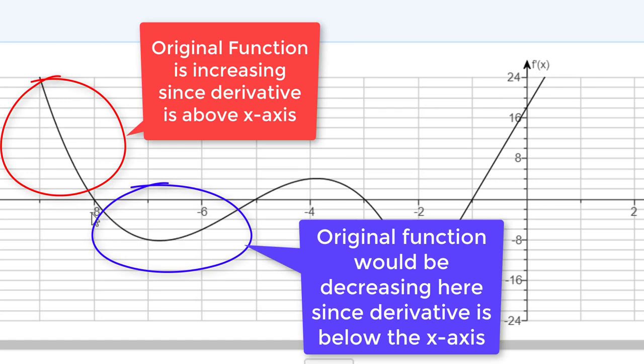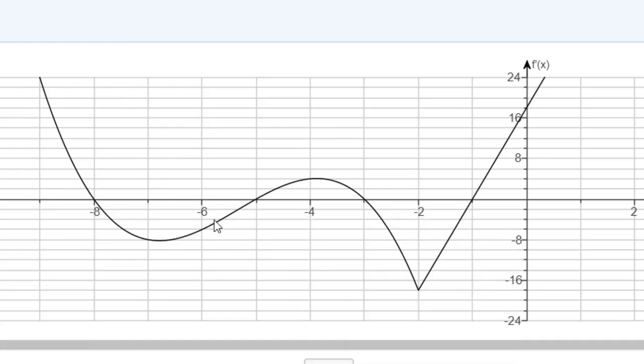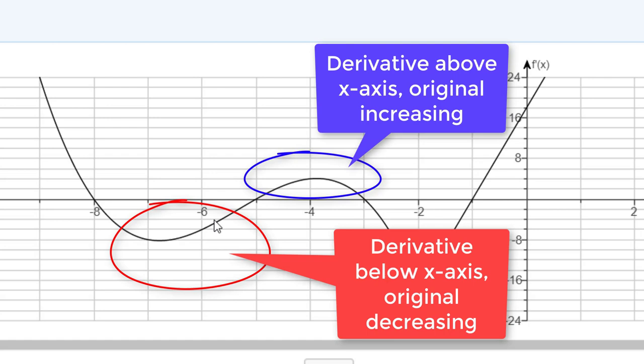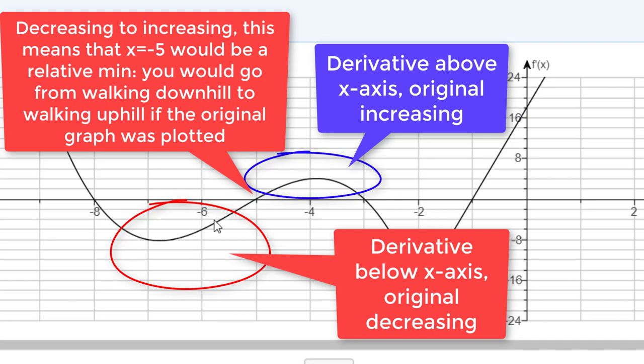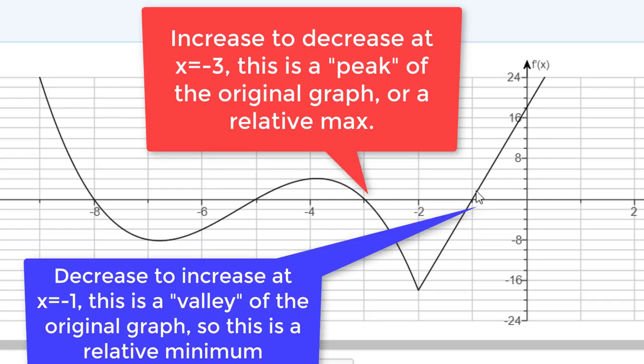This first one, on the left side, goes from above the x-axis to below. So at negative 8, we're going from increasing to decreasing. That is a relative max. And then right there at negative 5, we have it going from below the x-axis to above. Well, that point is going to be a relative minimum. Okay? So that's how you determine your critical values or your relative extrema when you're using the graph of the derivative. Look at where it's above and below the x-axis to determine those values.